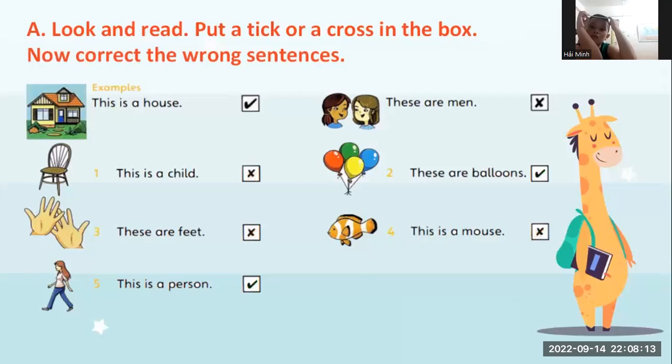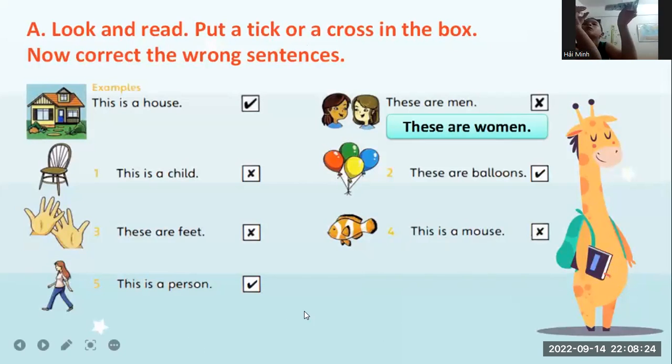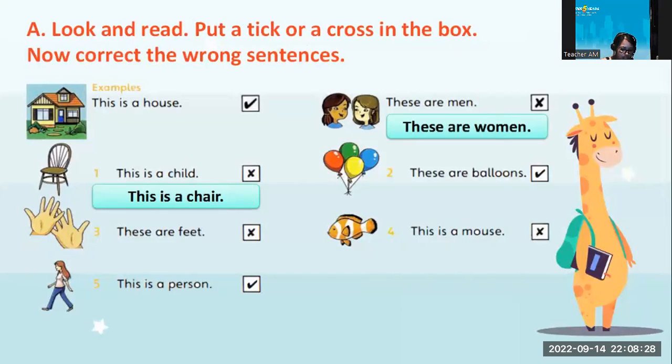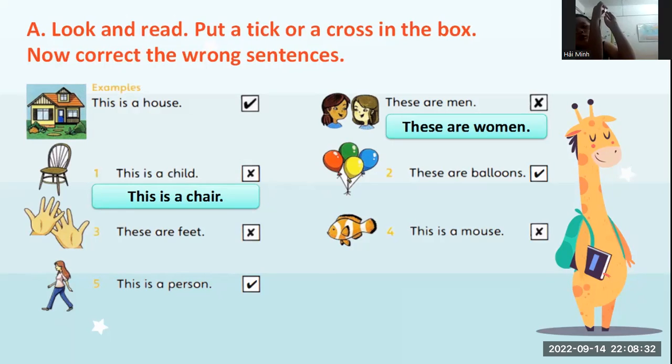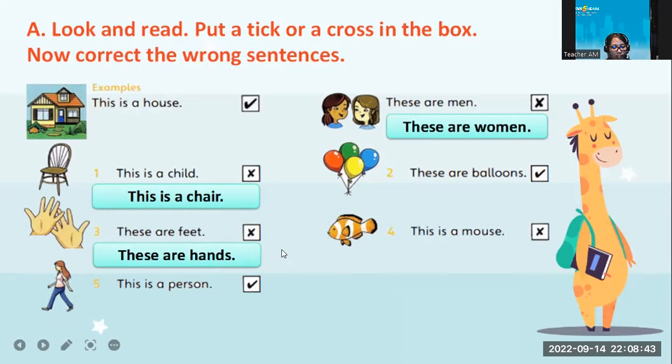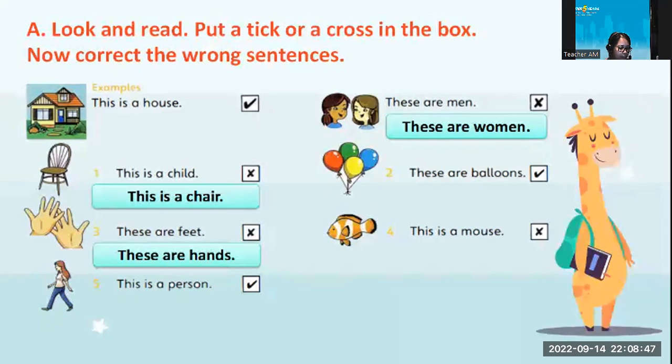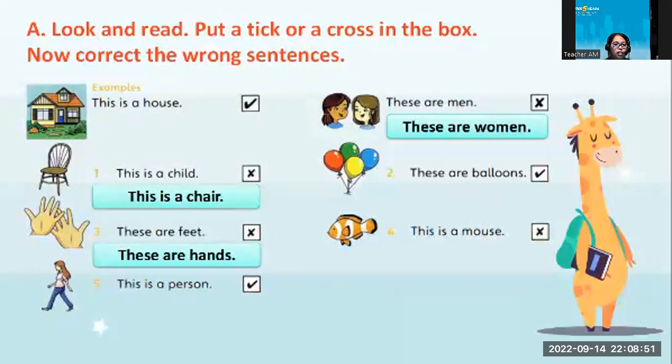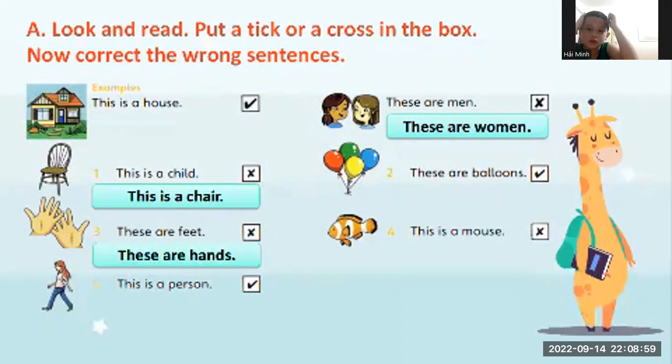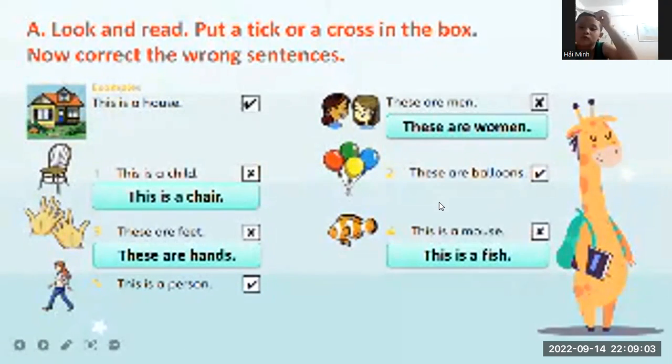Okay, look at number one. This is a child. Why is this wrong? Because this is a chair. Okay, very good. This is a chair. How about number three? These are feet. No, these are hands. Okay, these are hands, not hand. You say these are hands. Very good. How about number four? This is a mouse. No, this is a fish. Okay, this is a fish. Very good. So now you got a perfect score here of 5 out of 5.